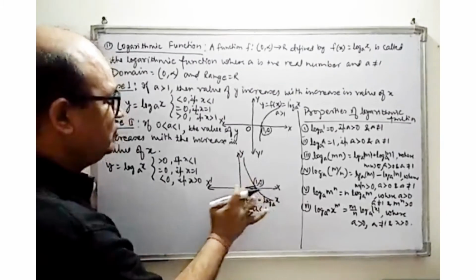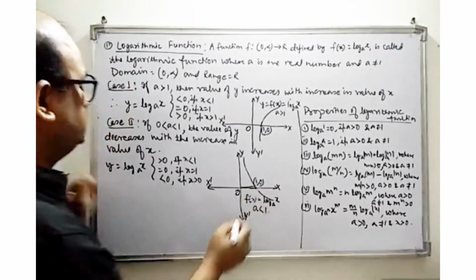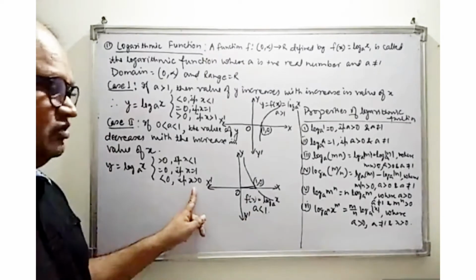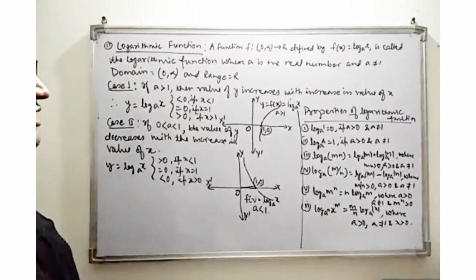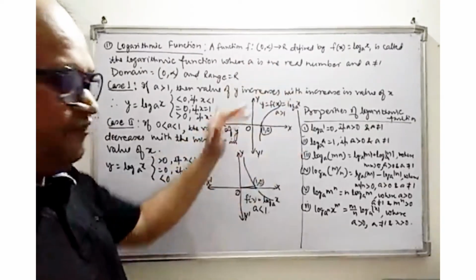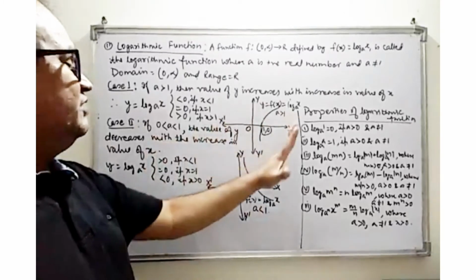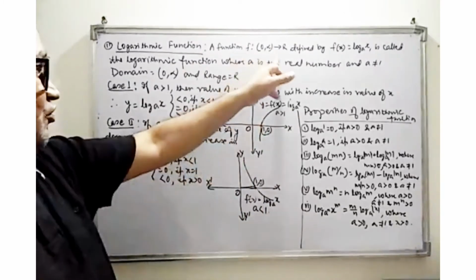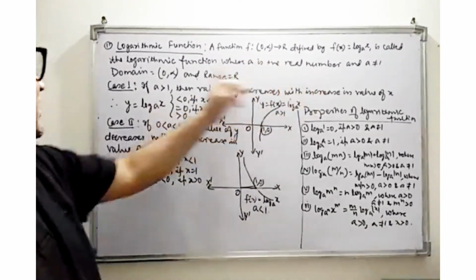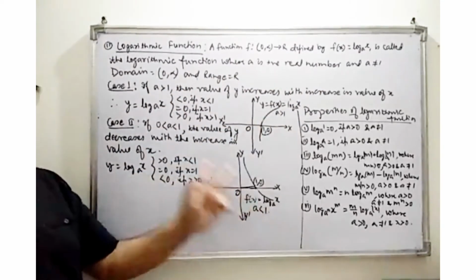It is equal to 0 when x is 1, and it is less than 0 if x is greater than 0. So these are two conditions. These are the conditions, and this is the graphical representation of the logarithmic function. What is the logarithmic function? When these two conditions hold, a is greater than 0 and a lies between 0 and 1.